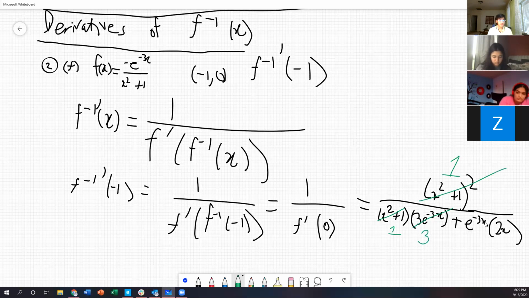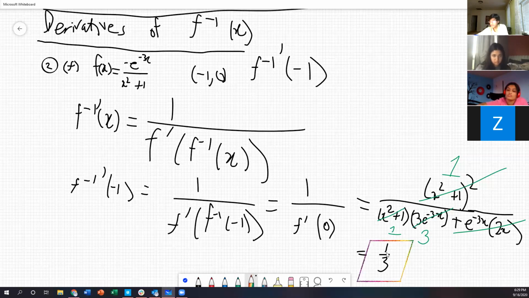e to the negative 3x. So if I plug in a 0 here, e to the negative 0 is 1 times 2 times 0, which is 0. So this is gone essentially because we have a 0 here. So we have that is equal to, this is equal to 1/3, and that should be your final answer.